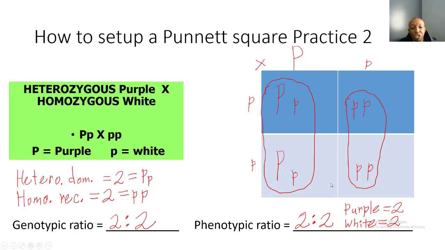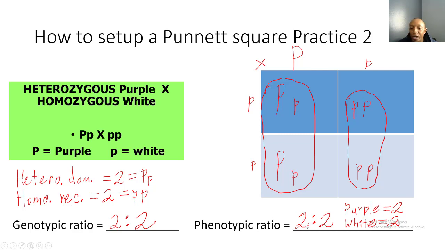So now let's look at our genotypic ratio. If you notice that we have 2 that are heterozygous dominant, and then we have 2 that are homozygous recessive. So we have 2 to 2. I'll break it down even further for you up here. Heterozygous dominant, we have 2, which is going to be big P, little p. Homozygous recessive is going to be 2, which is going to be little p, little p.